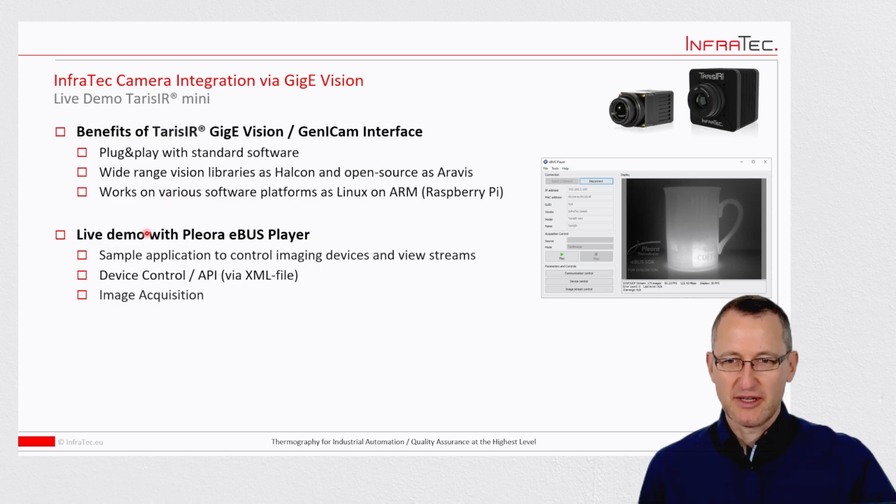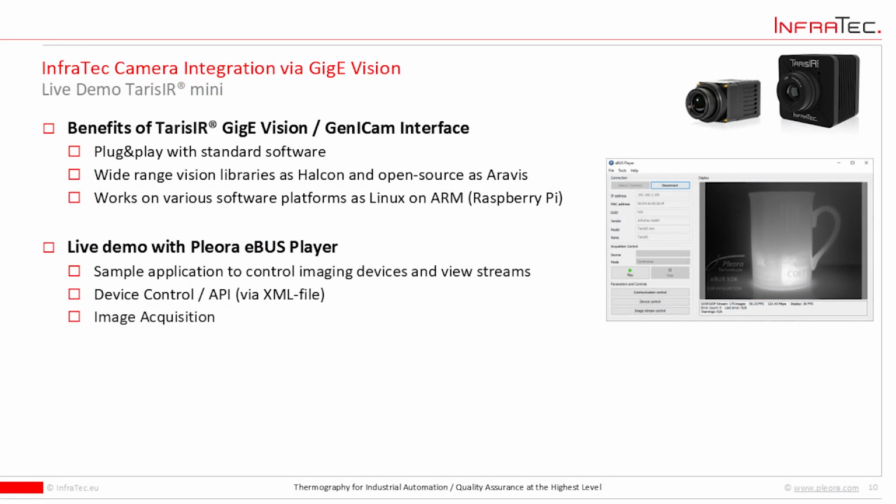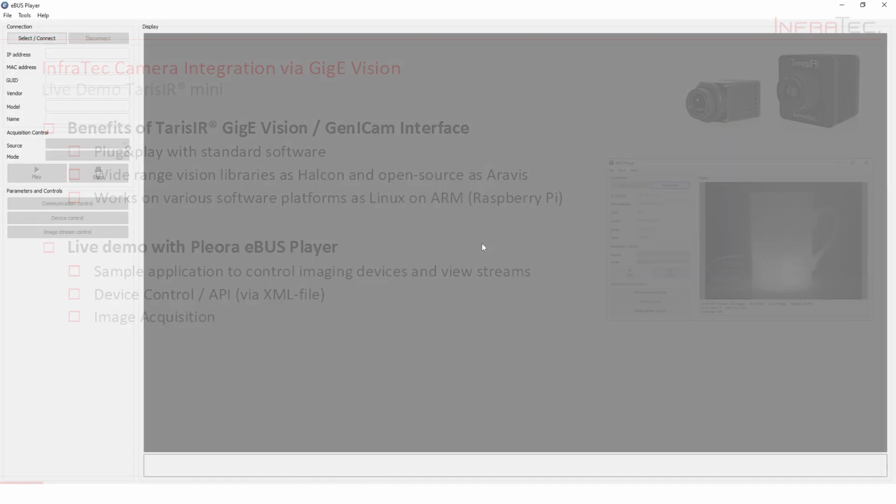Now I would like to make a live demo to show this in a bit more detail with a sample application, the eBUS Player. You can see it on the right-hand side. I will now show in more detail how we can control the camera with the API and how we can do image acquisition with such software. So let's move on with the demo.